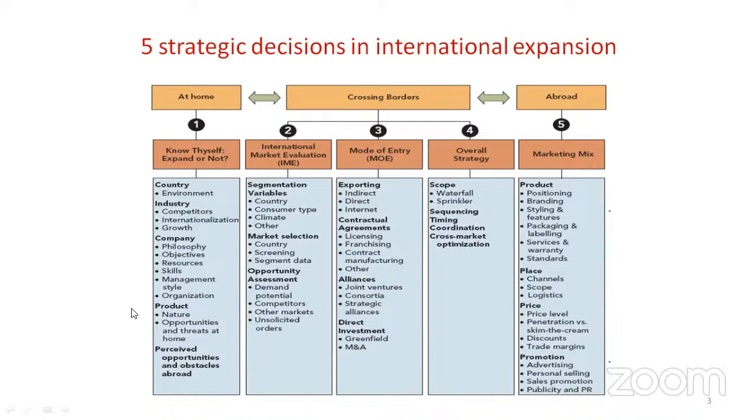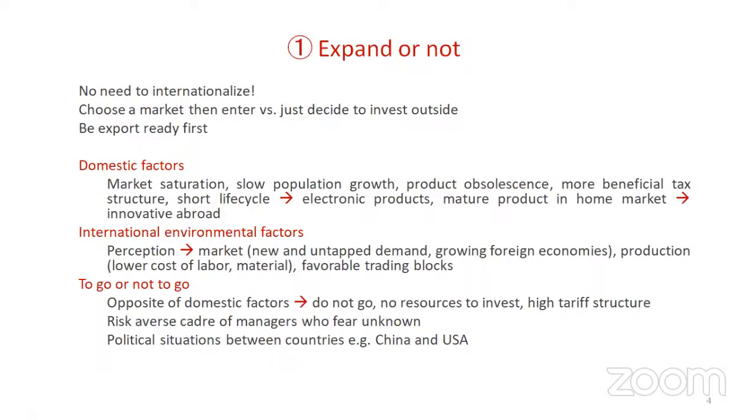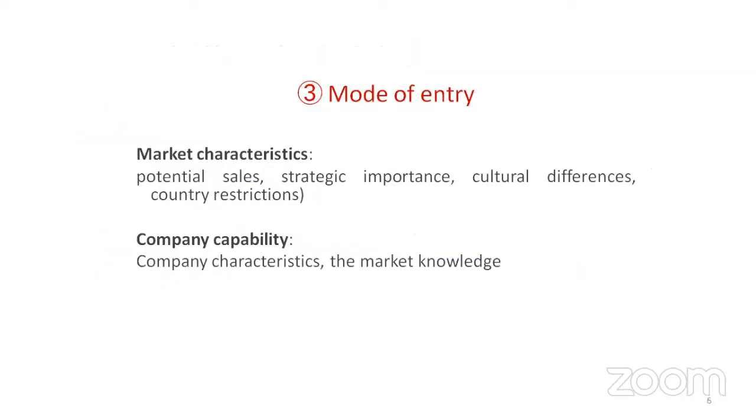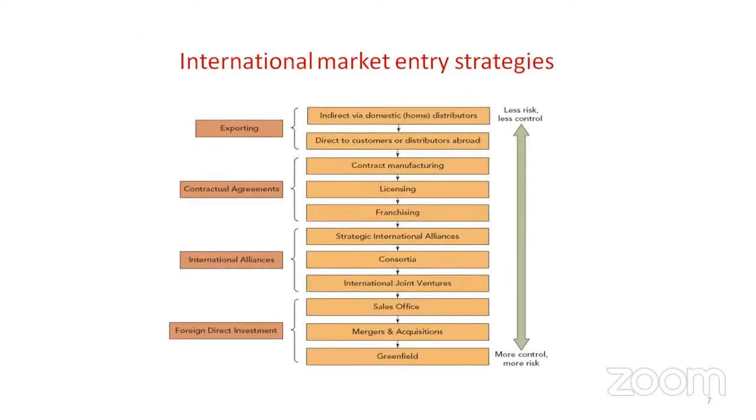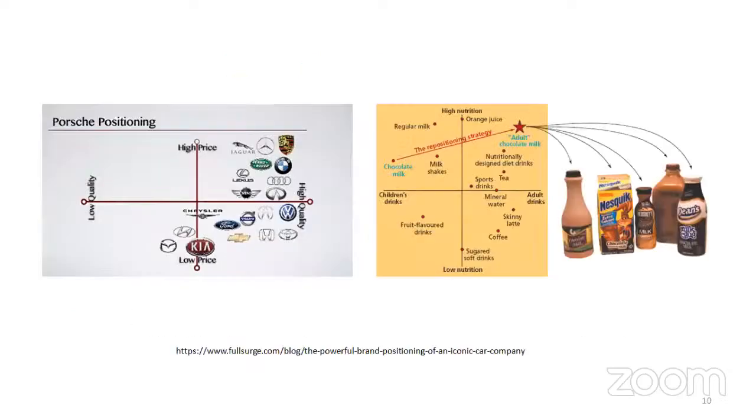The next one here explains the same thing: international environmental factors, to go or not to go. I explained these: market characteristics, company capability, international market entry strategies, export order, contractual agreement. All these I explained just now. Cautious positioning is the strategy they adopted. If you see Nestle's as well, how it entered into the market.